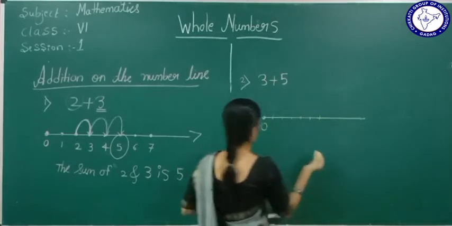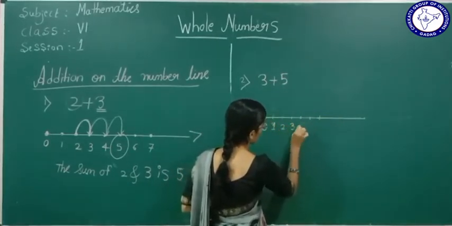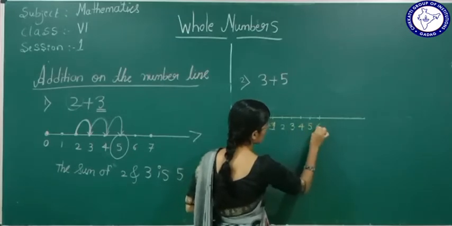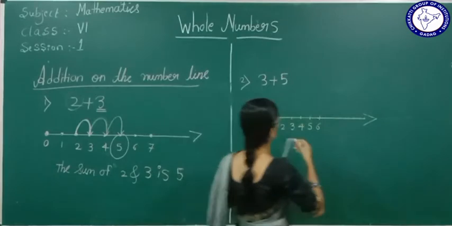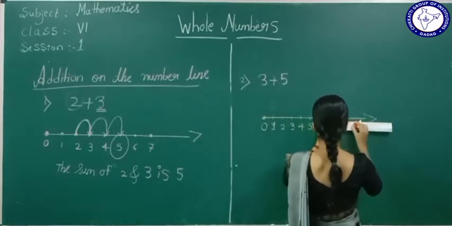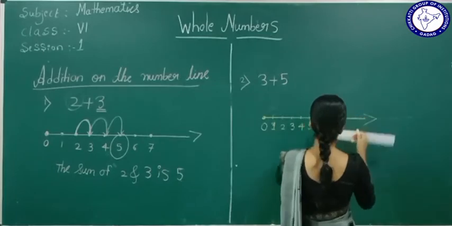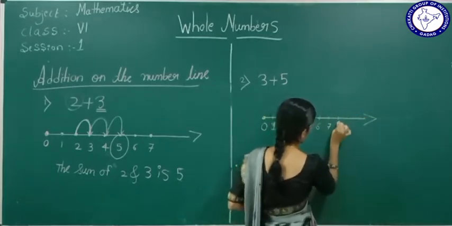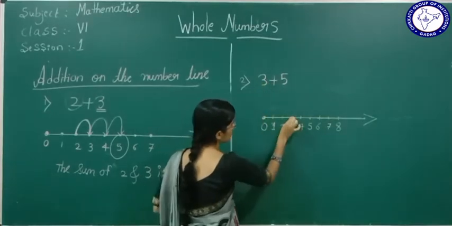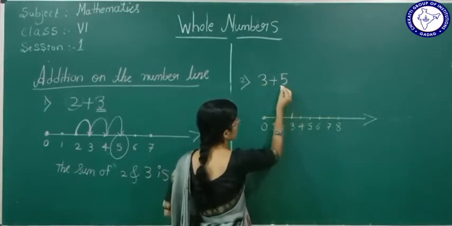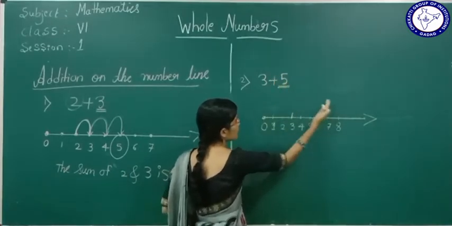Okay, see, 1, 2, 3, 4, 5, 6. It goes on continuing. Now see 7, 8. Now start from 3. Where is 3? Here, right? Start from 3. How many jumps? 5. Here addition is there, which means we have to move to the right side.